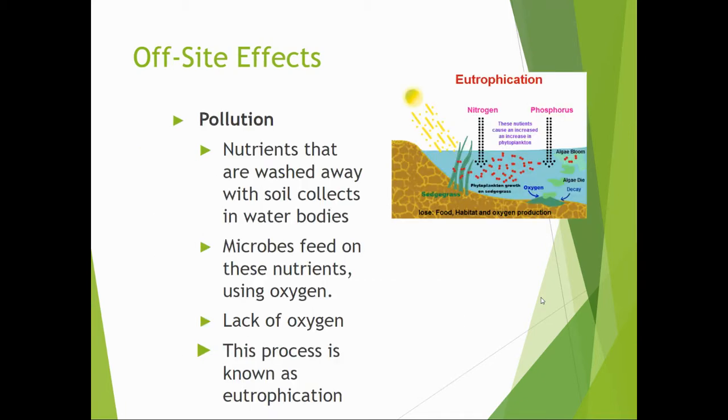So as we just said, off-site effects, the big one is pollution. Nutrients that are washed away with soil collect in water bodies. Microbes feed on these nutrients, using up oxygen faster than they're supposed to, which will cause a lack of oxygen in water bodies, which will impact the other organisms that live in water bodies. Even though they're water-based, they still need oxygen. This process is known as eutrophication, and it is the result of nutrient pollution in water bodies.